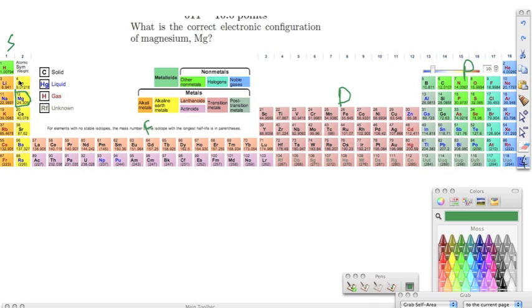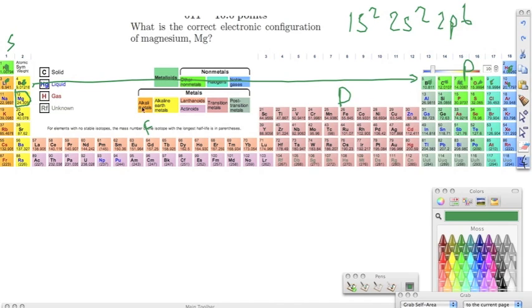Okay, so we're going to go 1s1, 2. So 1s2. Then we come back over here because we ran out of room, and we go 2s1, 2. Then we go all the way over, and we're on the second row still. And we go 2p, 1, 2, 3, 4, 5, 6. So 2p6. Then we come over here, and this is 3s1, 2, and we got to magnesium. So there is our electron configuration for magnesium.